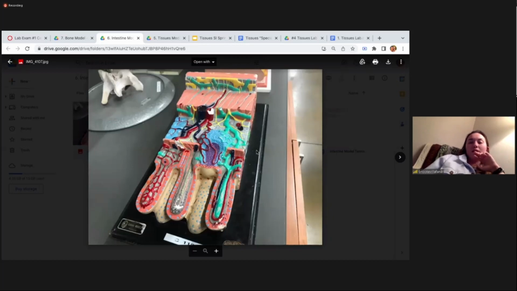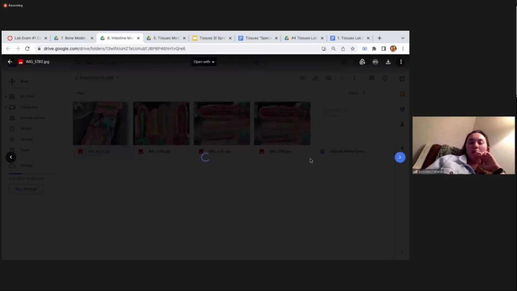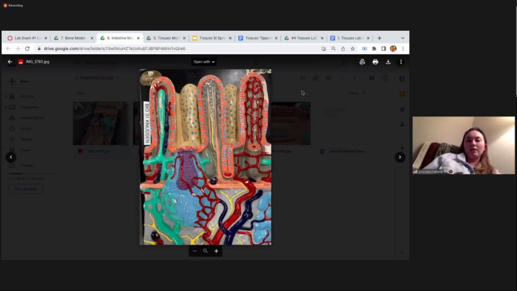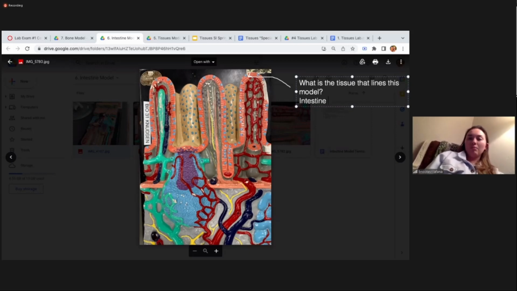So this is our intestine model. What we want to look at is what we're expecting you to label on the test. It's all the same stuff that we learned about with our simple columnar. Remember, what is the tissue that actually lines this model? We know that this is a model of the intestine, and that means it's simple columnar epithelium, right? So that's our tissue that we see here.